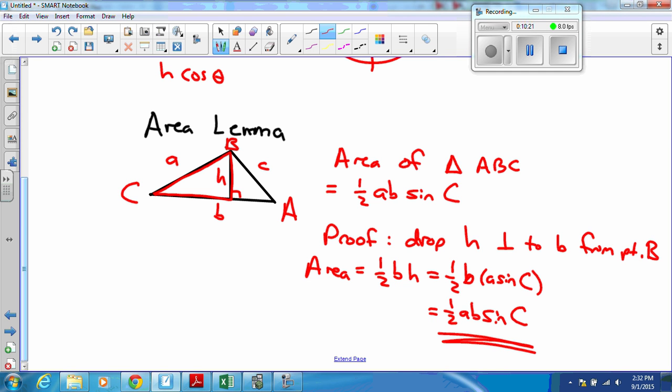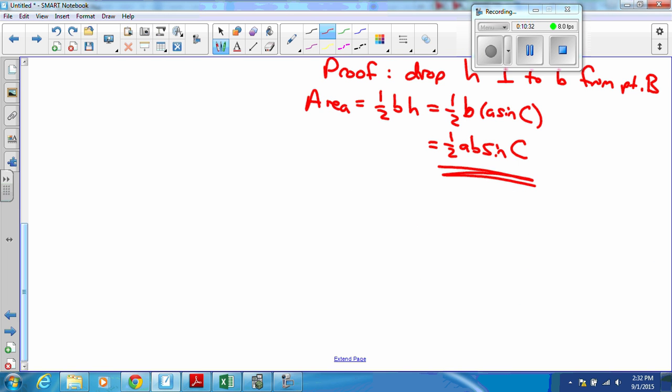This is very useful in its own right. I often use the area lemma in solving geometrical problems. And in particular, we're going to now use this to immediately prove the law of sines.